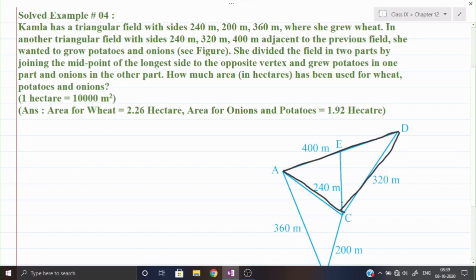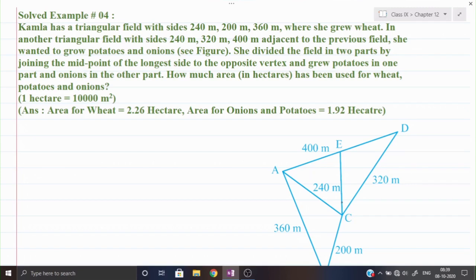Now they are saying further, she divided the field into two parts by joining the midpoint of the long side to the opposite vertex and grew potatoes in one part and onion in another part. Means in this particular field, triangle ACD, she drew a line from the midpoint of side AD to the opposite vertex and divided the field into exactly two parts. Means we can say that one triangle is ACE and the second triangle is CED. Both have the same area.